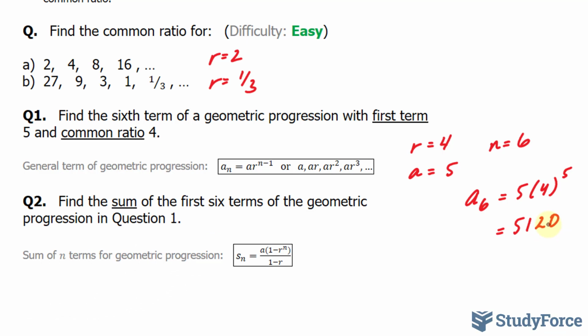Now to continue with this question, in question 2 we're asked to find the sum of the first 6 terms of the geometric progression above. To do this, we'll use the following formula where s subscript 6 is equal to 5 times 1 minus, and this time we'll take our r to the power of 6 over 1 minus 4.